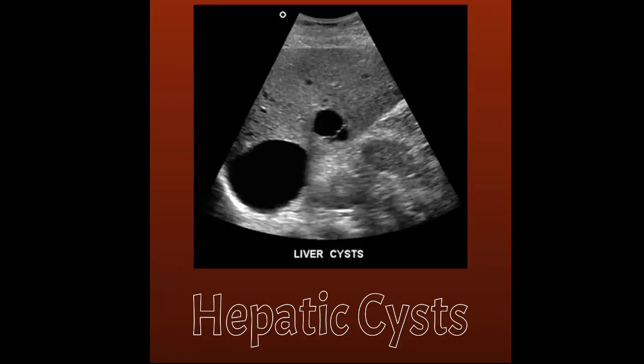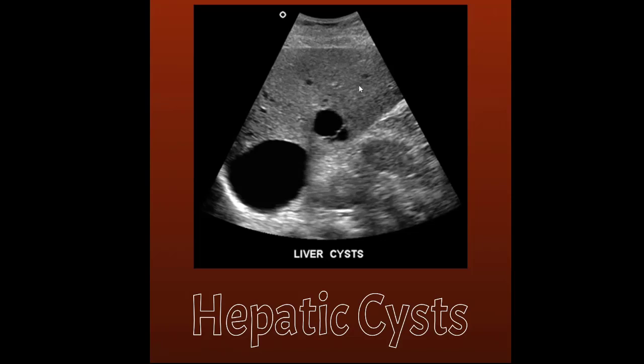So here we have an example of liver cysts. Again, they have small, thin walls, anechoic insides, and we're seeing that through transmission or posterior enhancement. Now, at the beginning of this, we talked about acquired versus congenital cysts.